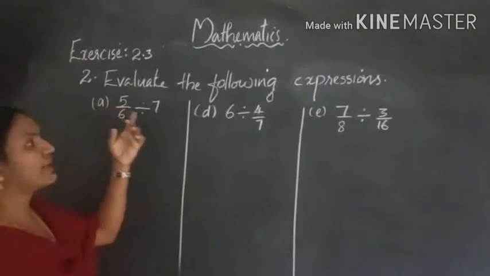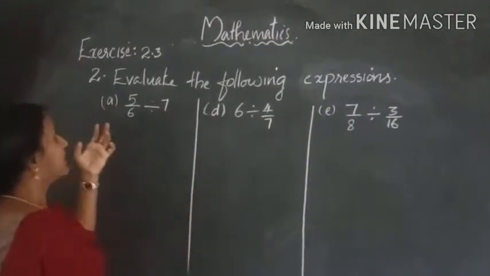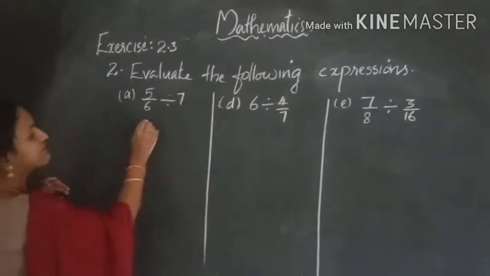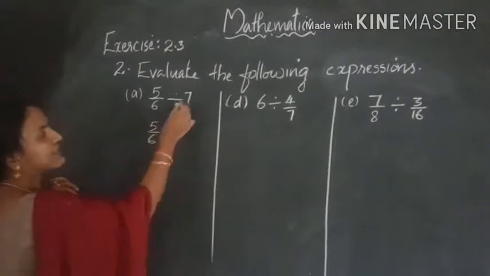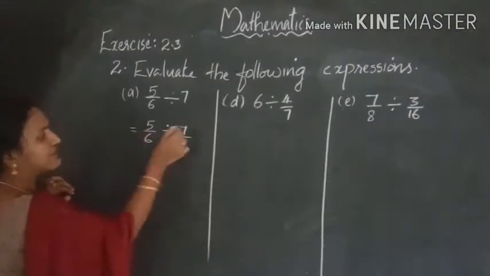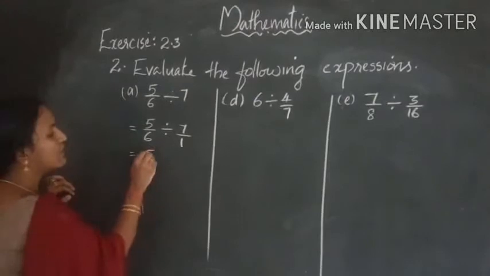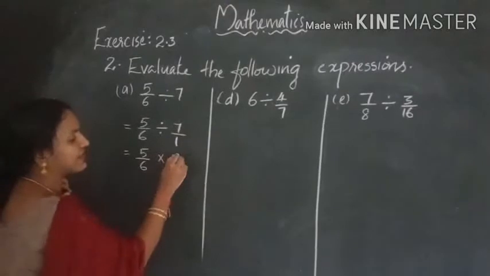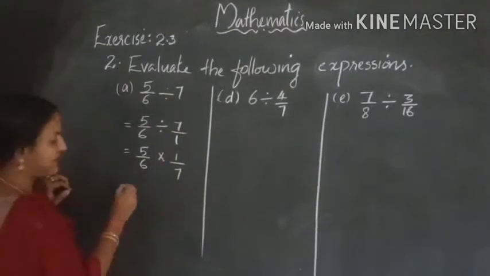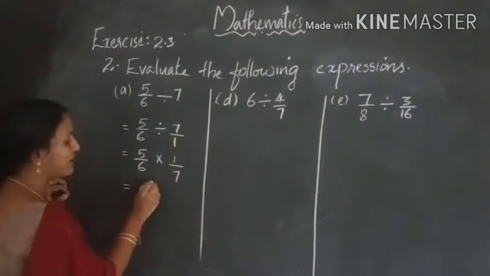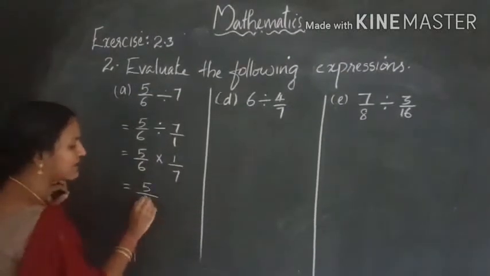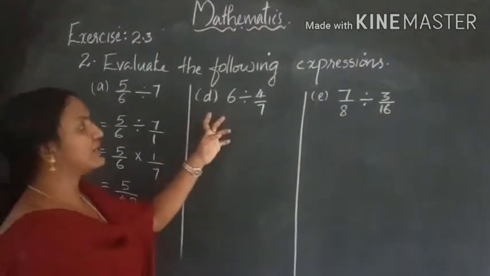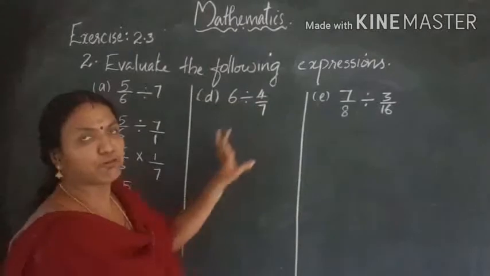Second question, evaluate the following expressions. A, 5 by 6 divided by 7. So 5 by 6 divided by 7 can be written as 7 by 1. 5 by 6 divided by 7 by 1. Here the operation is division, so multiplying the reciprocal of the second. 1 by 7 is equal to 5 into 1 by 6 into 7, which is 5 by 42.